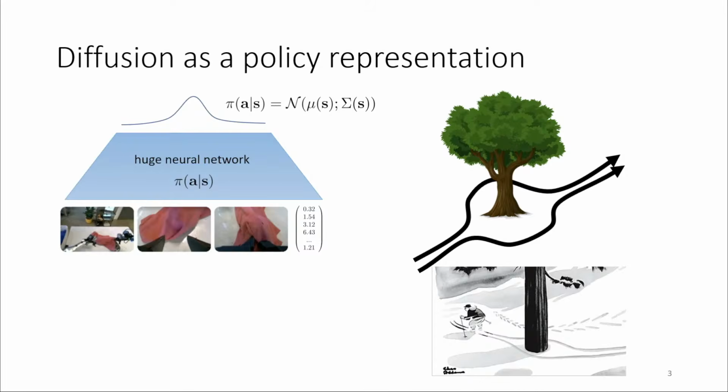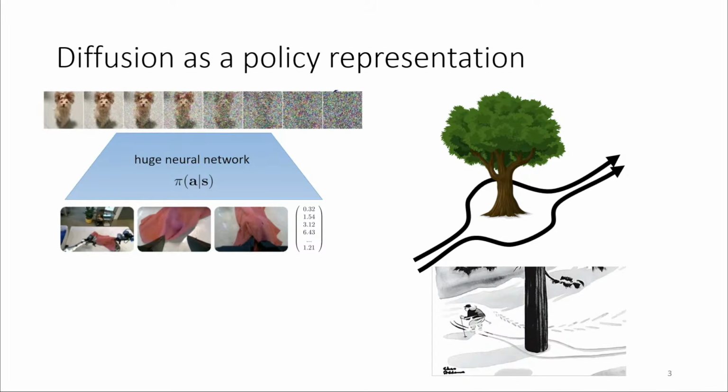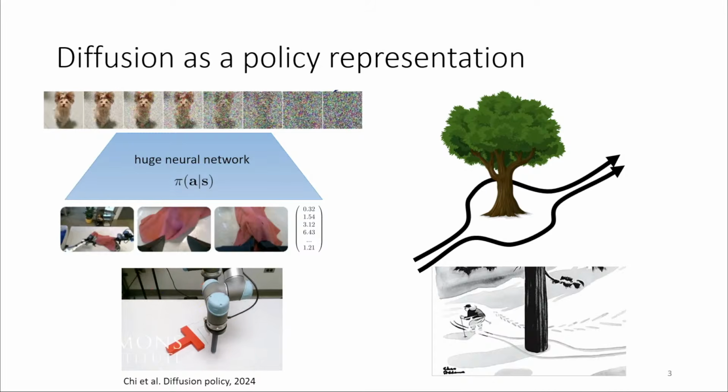And no amount of philosophizing about deterministic optimal policies is going to save you. So the principle behind using diffusion in control is very, very simple. Instead of outputting a Gaussian, you take this huge neural network and you make it a diffusion model. Not a diffusion model over images, but over actions. This is a very nice illustration of this from a paper by Chi et al., the diffusion policy paper.